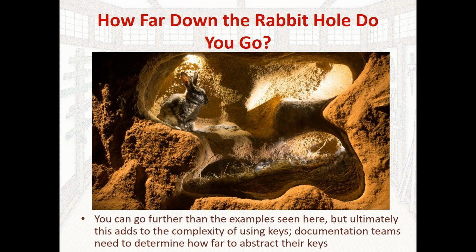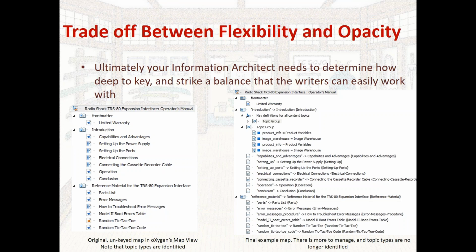But I've seen some levels of abstraction that go much further than what you see here, and trying to understand what key references what, and in what circumstance and in what context, can be really, really fiddly. I have seen examples of maps that go about 5 or 6 layers of abstraction deep, and it gets really hard to figure out what value comes from where. And this actually comes across as a trade-off between flexibility and opacity. Your IA ultimately needs to determine how deep you want to go with keys and strike a balance that your writers can easily work with.